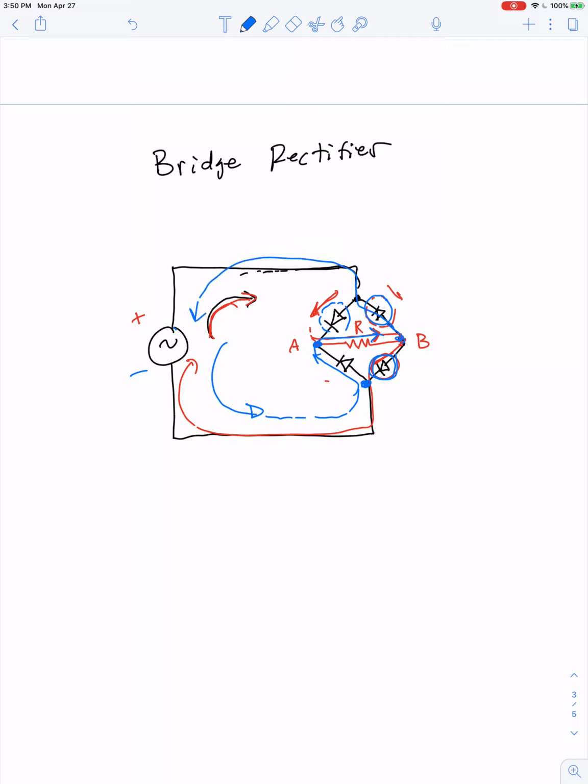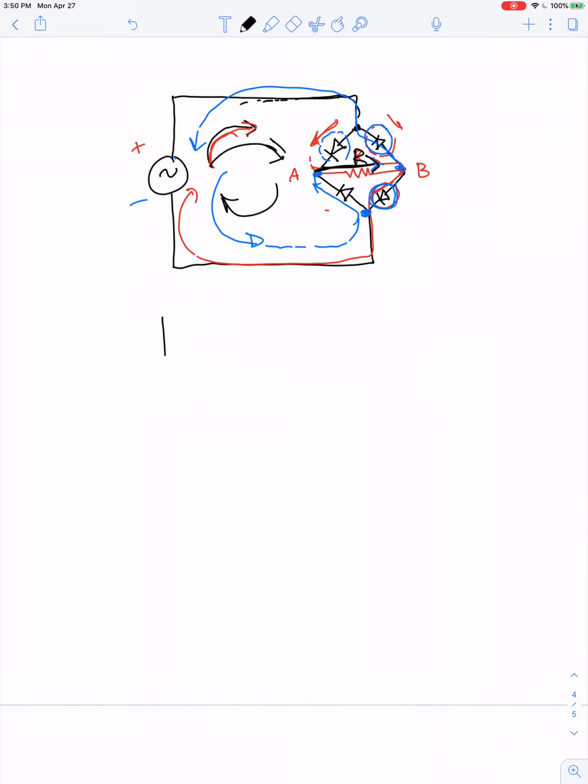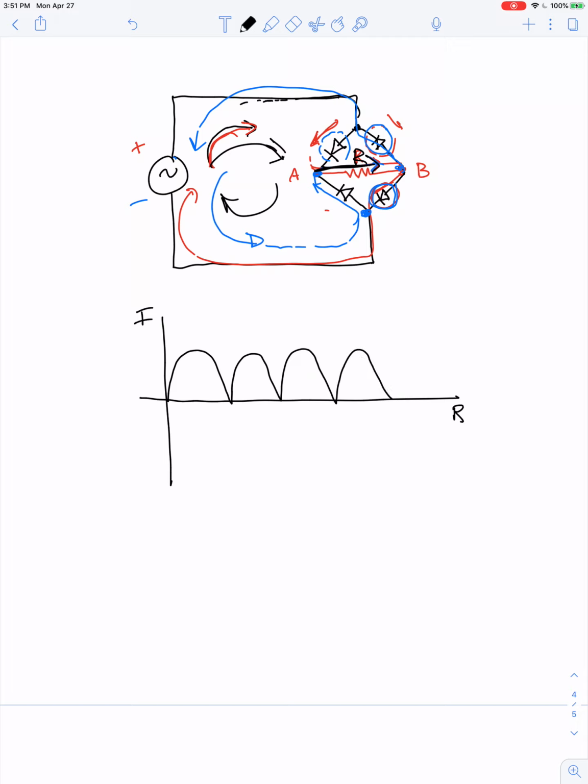So this rectifier circuit allows the current to be AC, and it can cycle back and forth clockwise and counterclockwise, but whenever it reaches the resistor, it only flows in one direction through the resistor. So if we were to graph the current through the resistor, it's always positive, meaning it's always flowing to the right. So now the question is, what's the average value?